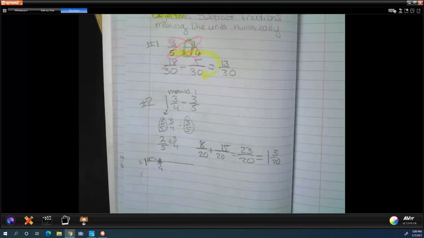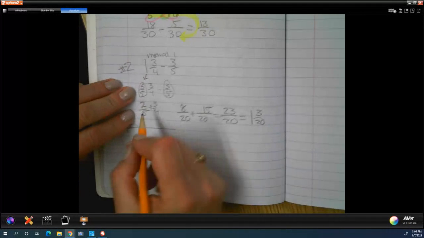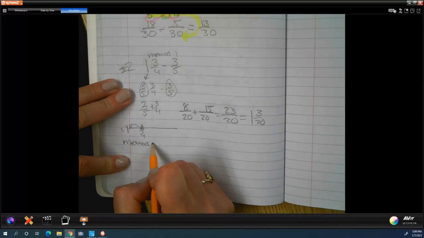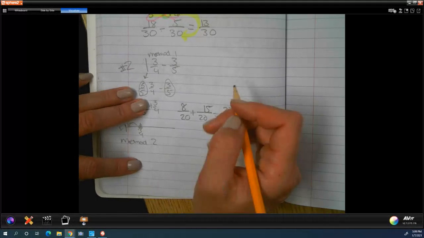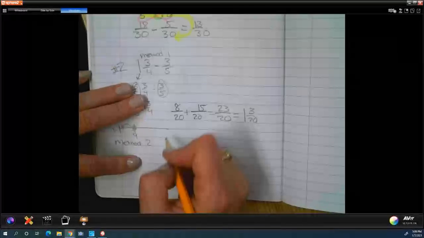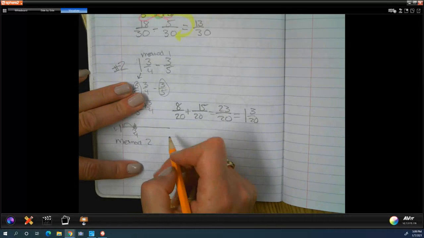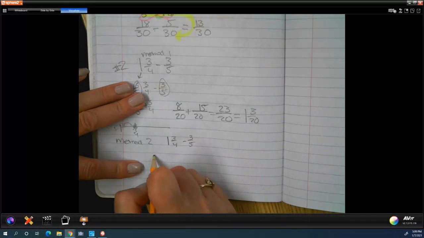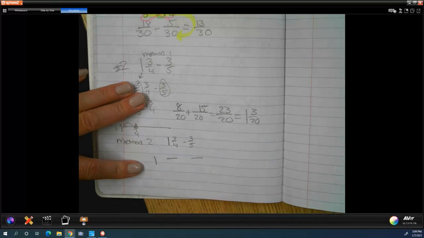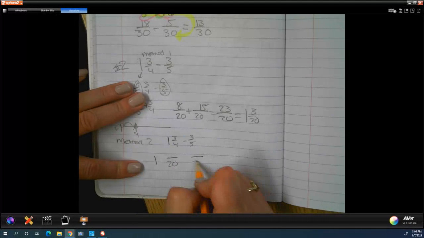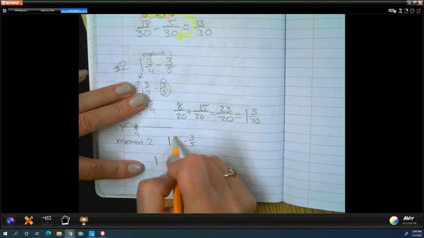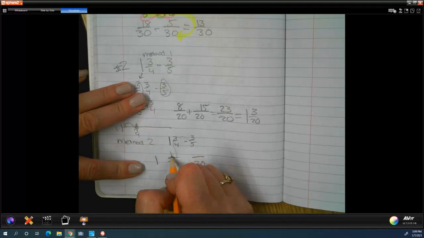Which took a lot of space on my paper, more space than I planned. Now let me show you method 2. Here's another way to solve that same problem. I'll be honest, this is the way that I prefer to solve it. I have 1 3/4 minus 3/5. I'm going to keep my 1 way out here separate, and I'm going to work on common denominators. So I need them to be 20ths. I can do what I did up here on my butterfly method. 5 times 3 is 15.